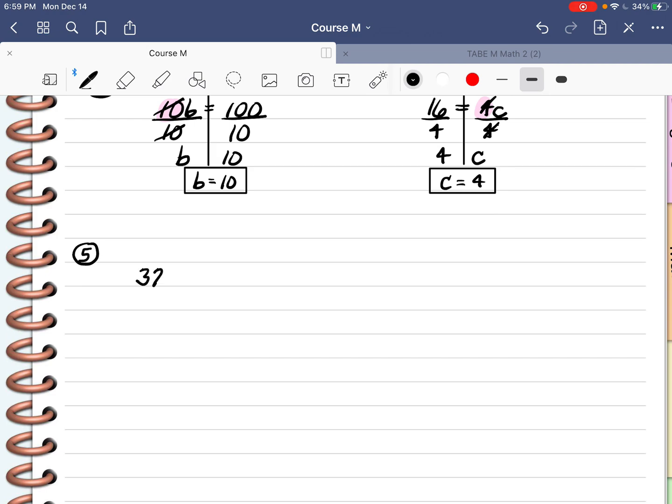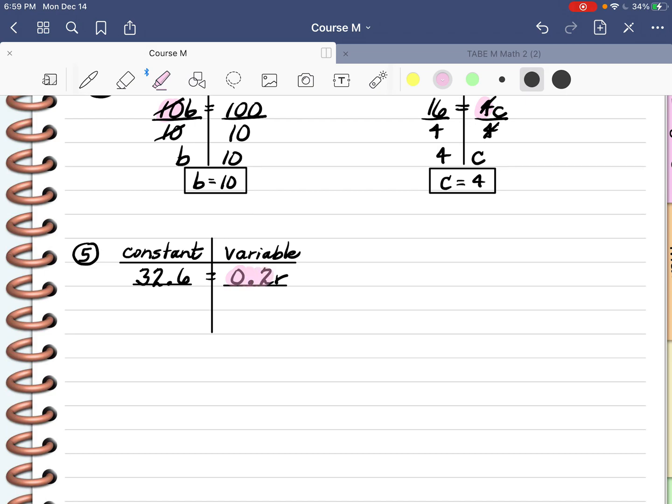Number 5, 32.6 equals 0.2r. Power t, variable, constant. What needs to move? The coefficient. And guys, these are my problems, not from the workbook, so I'm going to tell you to use a calculator here. 32.6 divided by 0.2 is 163. R equals 163.